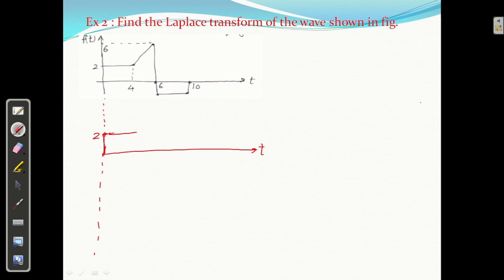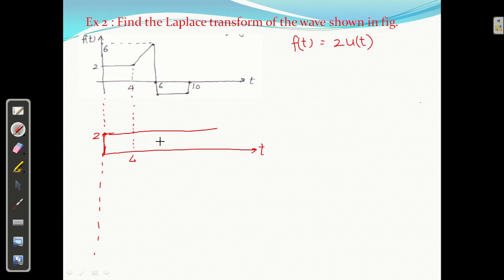I am applying a step function of magnitude 2. So f(t) equal to what? You can say 2 u(t). So it will go up to 4.